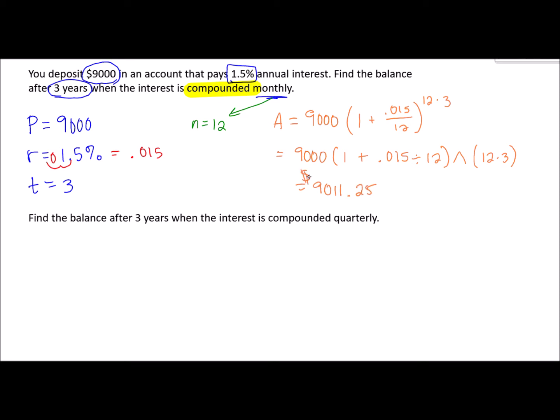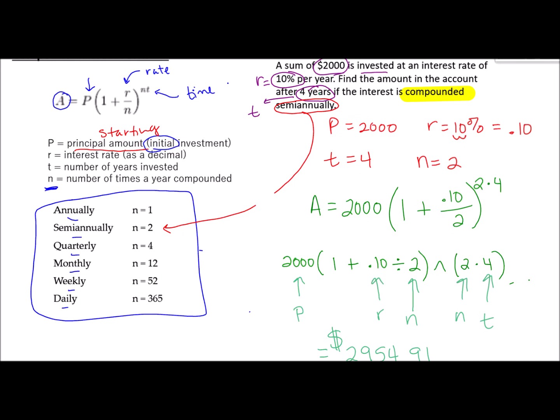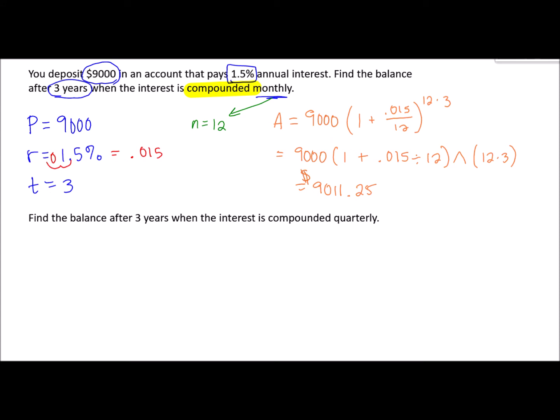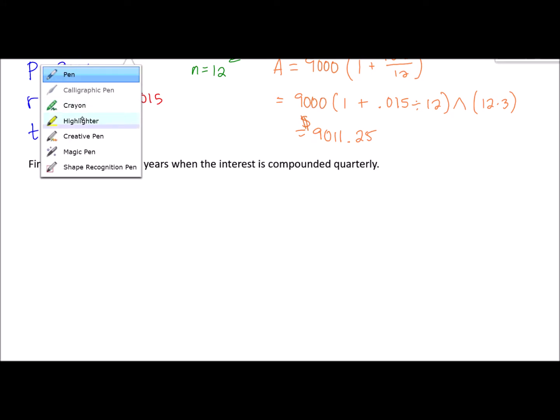So compared to the last one, that doesn't seem like very much, right? This one, they started at 2,000 and ended up with almost 3,000. But if you compare them, their interest rate was 10% and it was for 1 more year. This guy only had 1.5% and 3 years. So what about this down here? Now it says compounded quarterly.